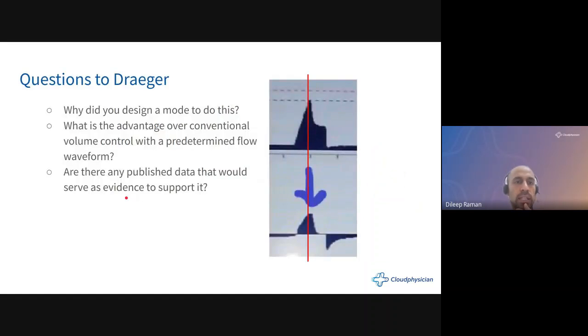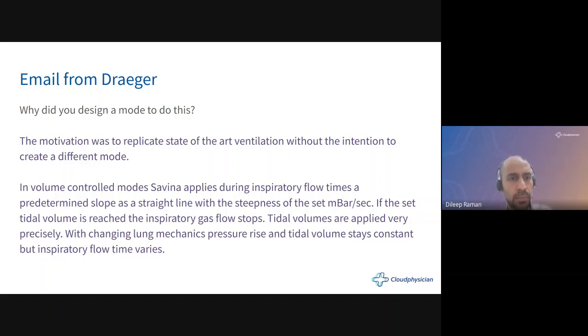So we actually emailed Draeger Germany. We directly interacted with the Draeger engineers in Germany and asked them, why did you design a mode like this? What is the advantage of this form of pressure control over conventional volume control? Is there any published data to help us understand why you did this here? So this is what their reply is.